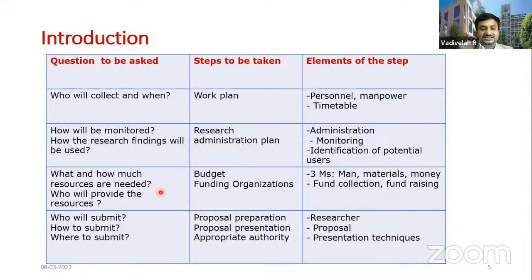And next, the question is asked: what and how much resources are needed, and who will provide the resources? So this plays an important role. Nowadays, if you see, most of the institutions and most of the scientists apply for a grant, and based upon the budget, you may see that the most important thing is the funding organization. Here you can see the three M's, that is the man, materials, and money.